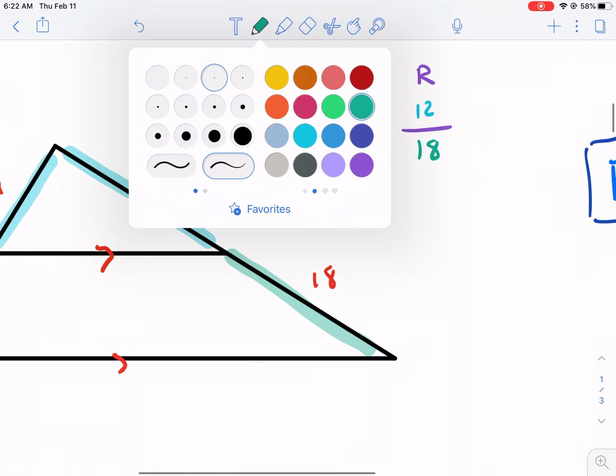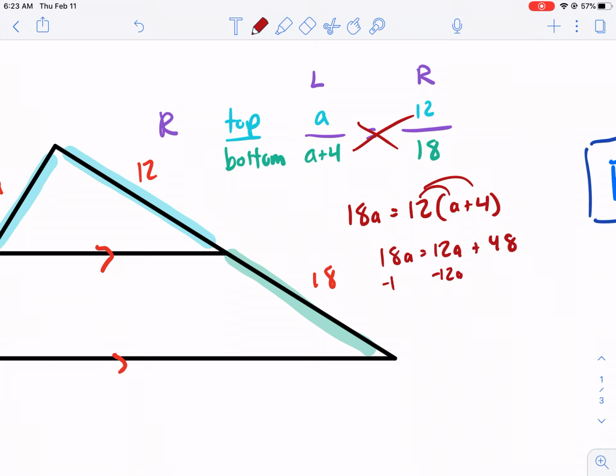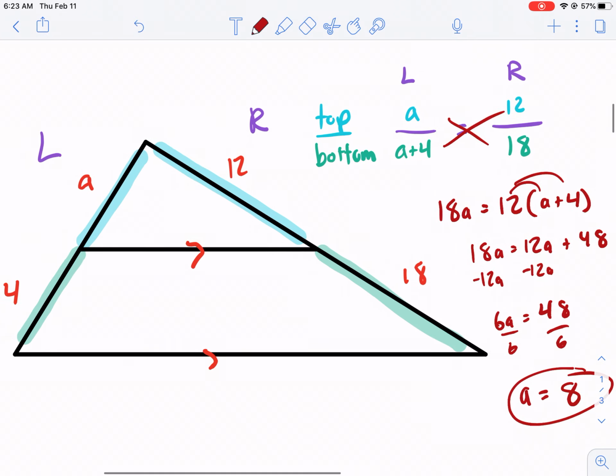What we do from here is we simply cross multiply and solve for A. So we have 18A equals 12 times A plus 4. We need to distribute here, so we have 18A equals 12A plus 48. We subtract 12A. You want to get the A's together, the variables together if they're on both sides of the equal sign. 6A equals 48, and we divide by 6 to finish this off. We get A equals 8.